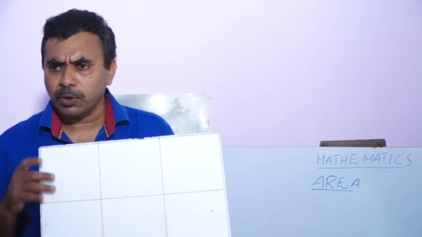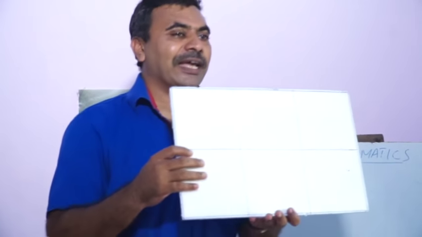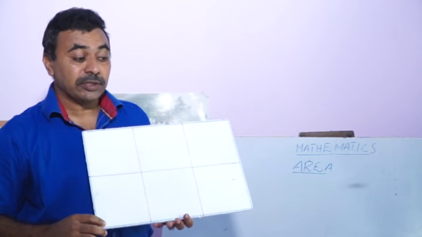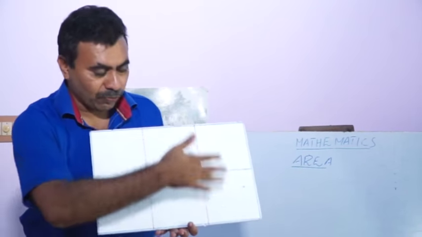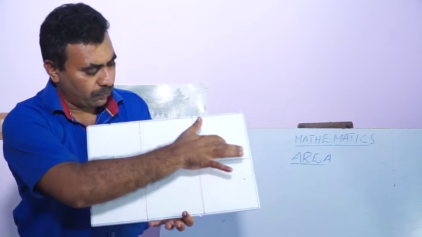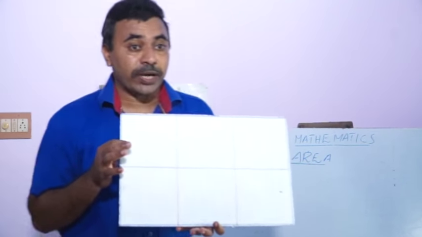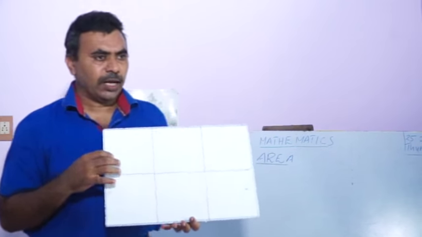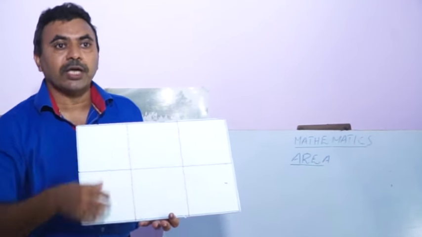I will show you a figure. What is the name of the figure? Yes, this is a rectangle. Then, fine. The area of the rectangle. Yes, like the previous one. So just by counting the number of squares, you will get the area. 1, 2, 3, 4, 5, 6. Right? 6 squares. So area is 6 squares. Then, area we will always express in square units.